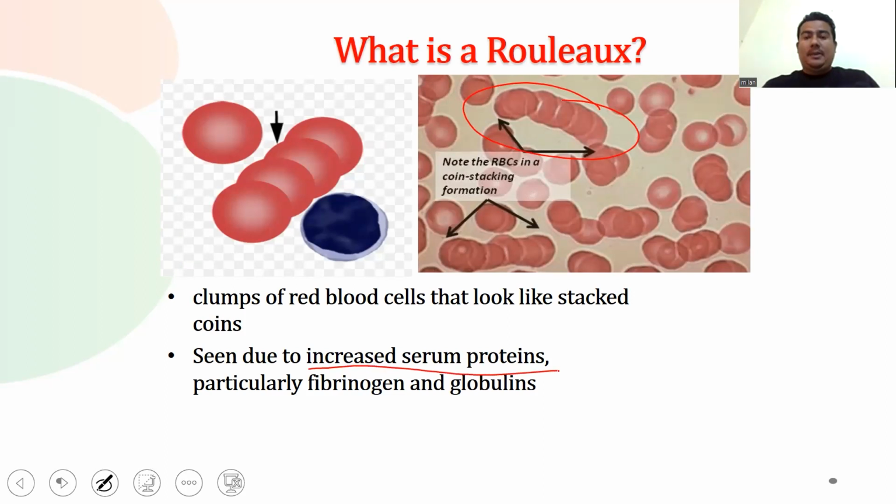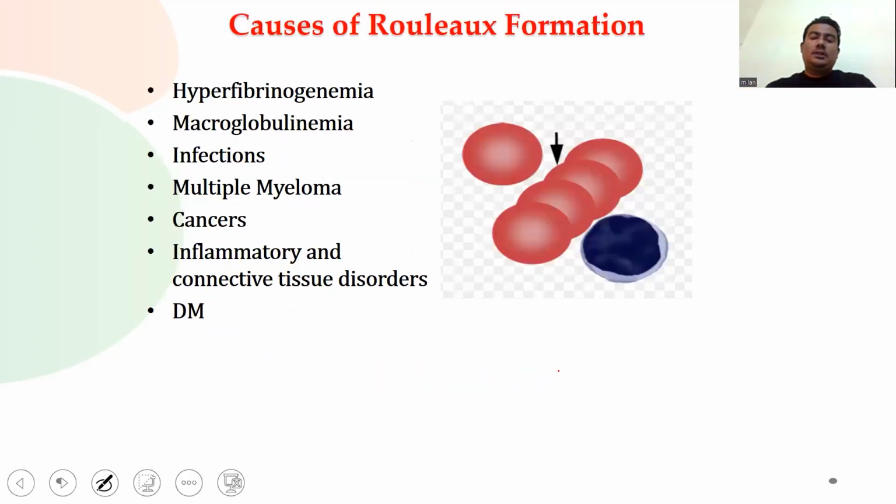When serum proteins, the ground substance of the blood, are increased in the blood, the RBCs get sticky to one another and thus lead to the formation of a Rouleaux. Serum proteins, particularly increased fibrinogen and globulin levels, lead to Rouleaux formation. So, any condition wherein we get increased protein in the blood will lead to Rouleaux, particularly hyperfibrinogenemia, macroglobulinemia, some infections, multiple myeloma, other cancers, inflammatory and connective tissue disorders, diabetes mellitus. These are the various conditions wherein we get a Rouleaux in the peripheral smear.